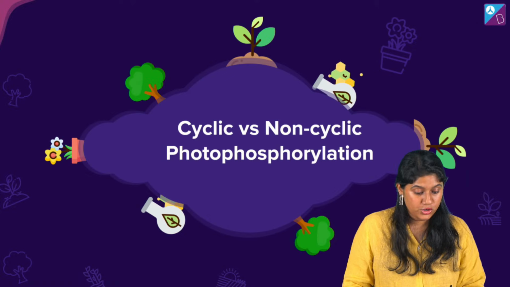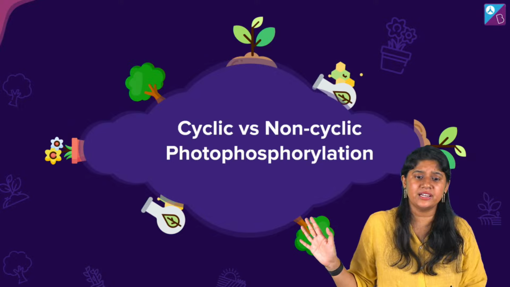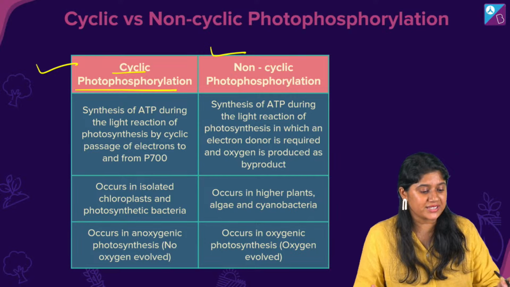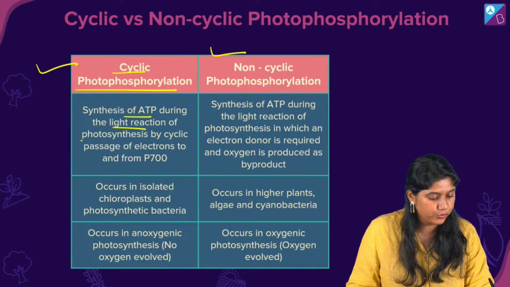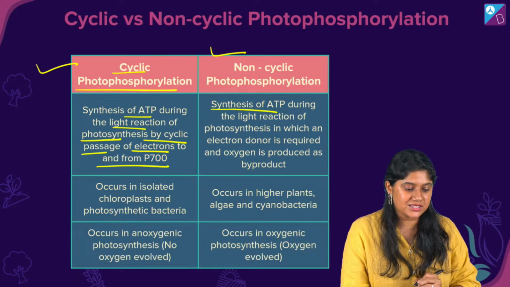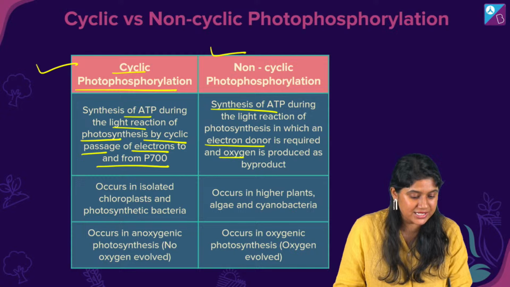Chaliye. So now everyone, the last thing. What is the difference between the cyclic and the non-cyclic? You can take the screenshot, everyone. Cyclic photophosphorylation mein kya hoga? Synthesis of ATP during the light reaction of photosynthesis by the cyclic passage of electrons only by P700. Whereas in the non-cyclic photophosphorylation, synthesis of ATP is there during the light reaction in which an electron donor is required and oxygen is produced as a byproduct.